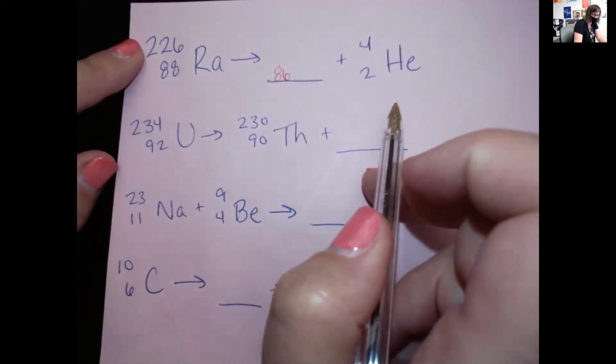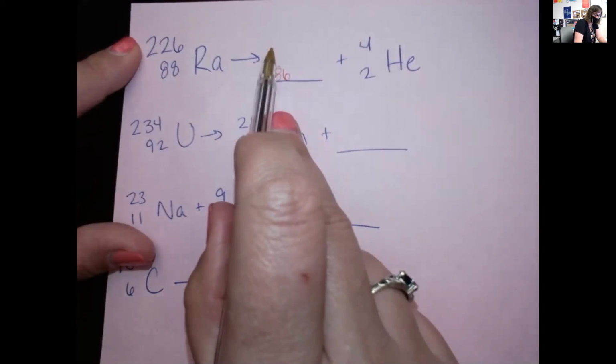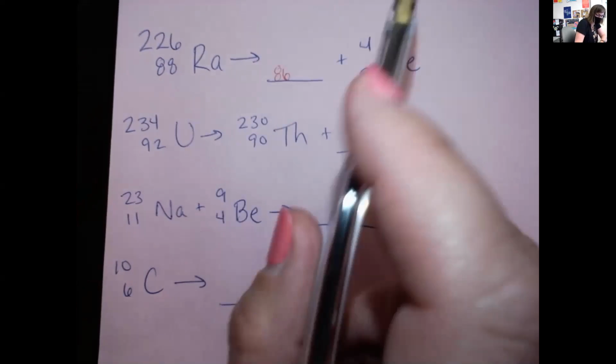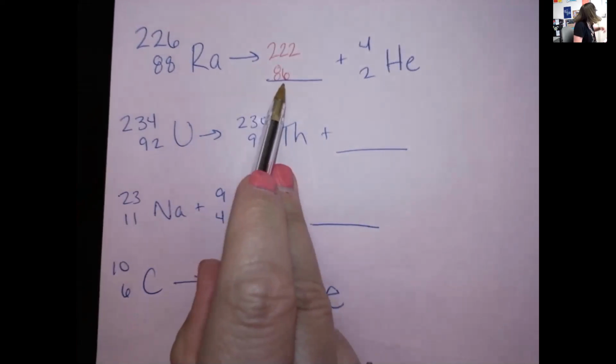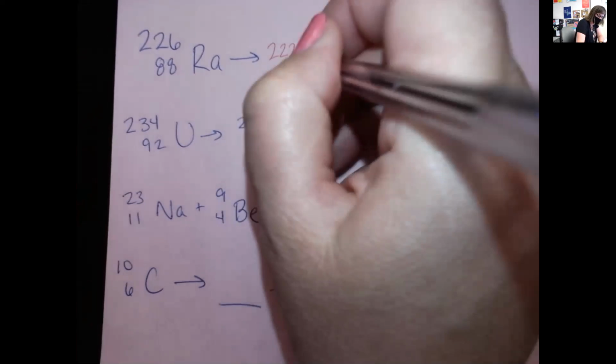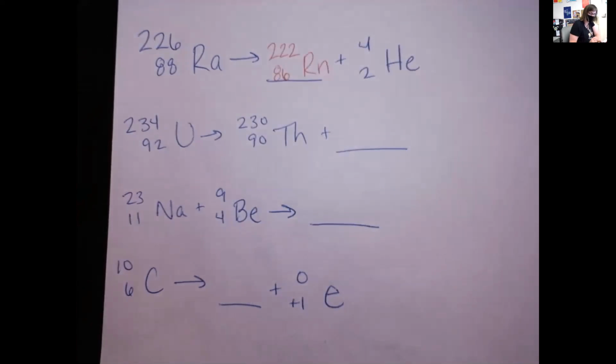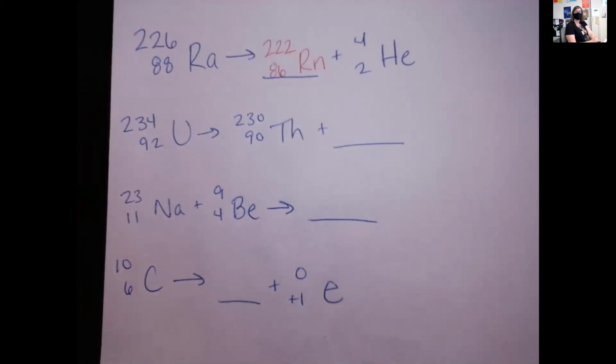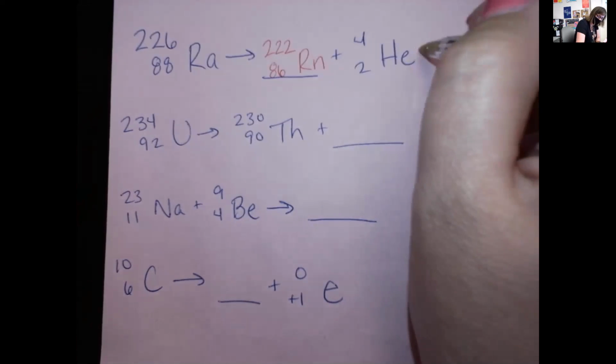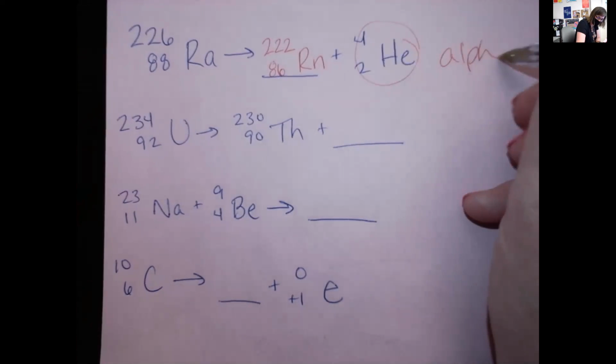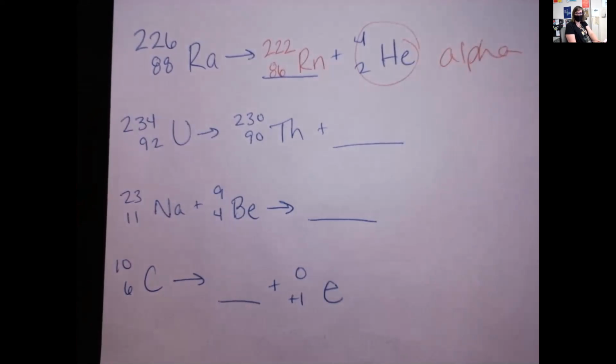And here we have a 226. So what number do we put here so these two sides add to 226? A 222. And we look on our periodic table, element 86, it went from radium to radon. And what type of decay is this? Alpha. This right here is an alpha particle. So we know that's going to be alpha. And I just always circle the particles just so that they're easy for me to spot when I'm doing my quiz or my test.